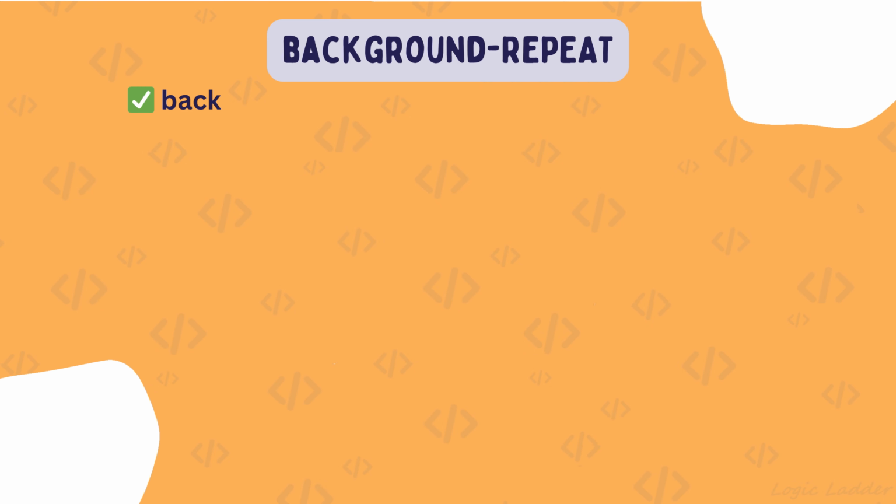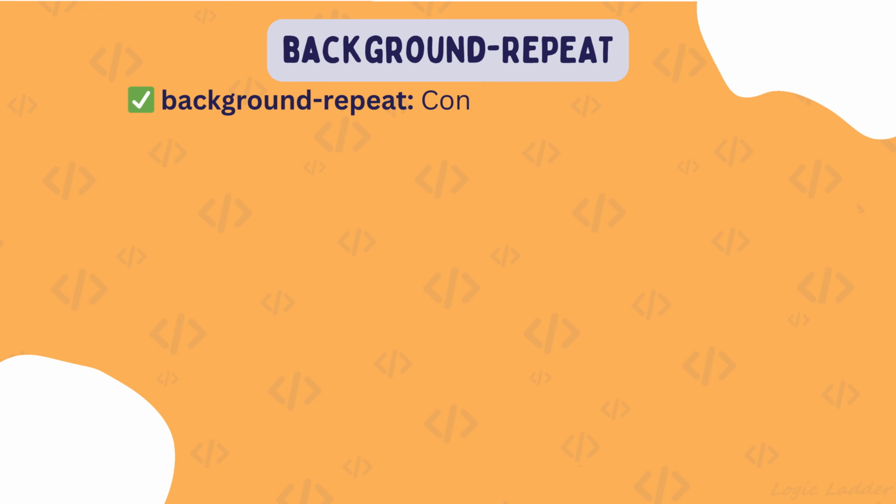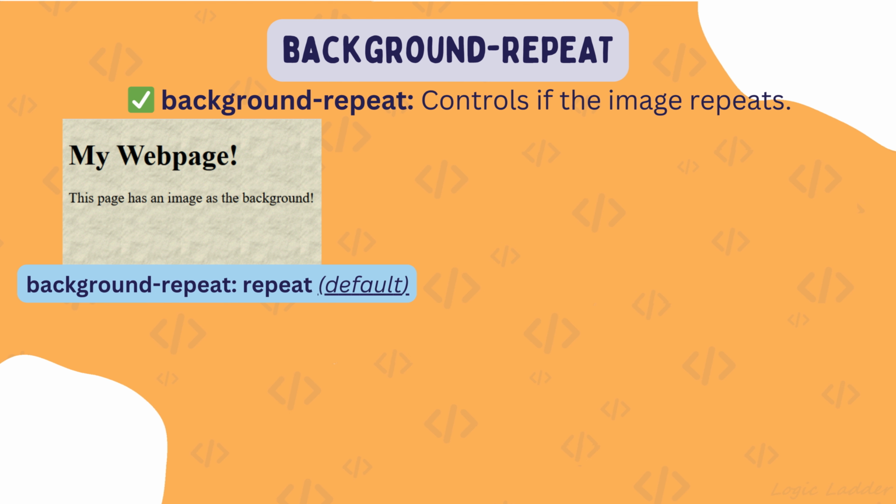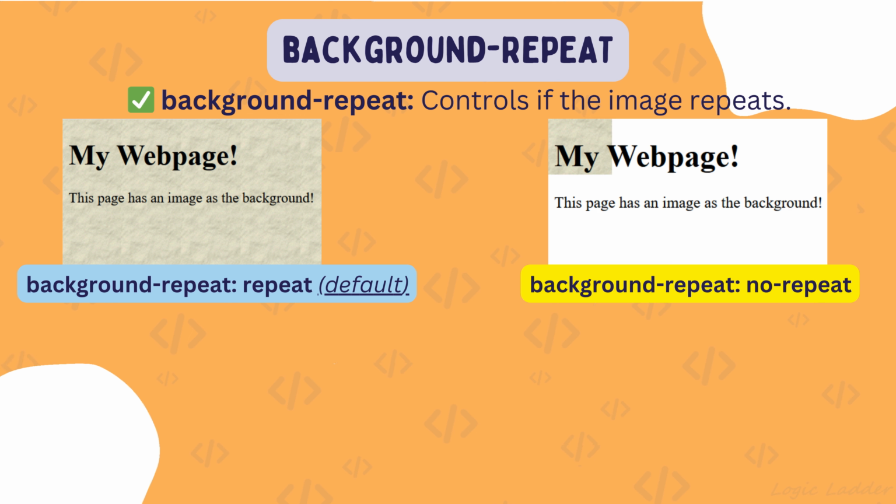Sometimes the image is smaller than the element size. In this case, we can use the background repeat property to repeat the image to fill the space. By default, your background image will repeat in both directions. But with the background repeat property, you can control that. If you want your background image to appear only once, use no-repeat. The image will only appear once with its original width and height.